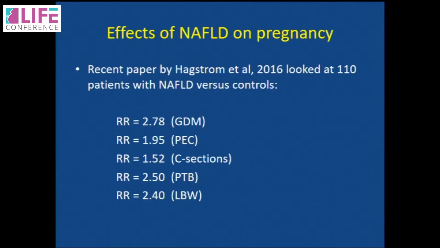So what about the effects of alcoholic fatty liver disease on pregnancy? There was a very recent paper published early this year by Hagström from Scandinavia, which showed that in 110 patients with alcoholic fatty liver disease, these are the relative risks for these kinds of things occurring: 2.78 for gestational diabetes, 1.95 for preeclampsia, and 2.5 for preterm birth, just to list a few.